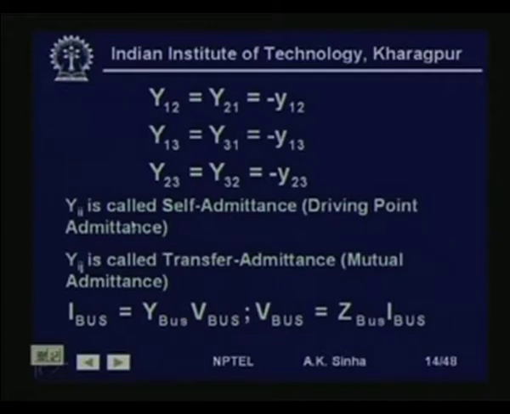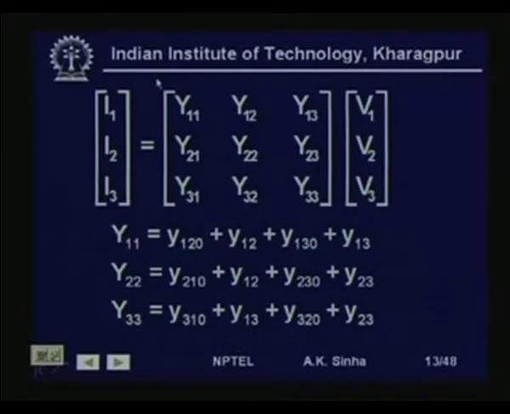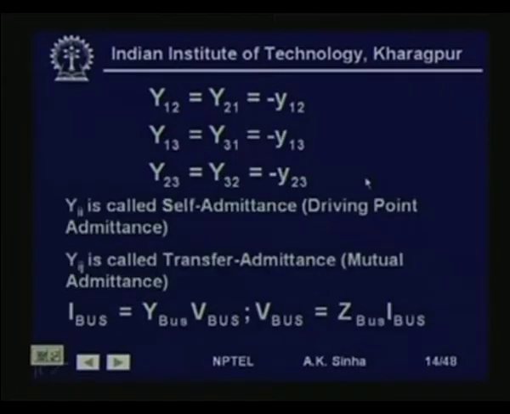Yii is called the self admittance or driving point admittance, and Yij is called the transfer admittance or the mutual admittance. And we can write in short form this expression as I is equal to Y into V. So, these are bus current injections. We write this as I bus is equal to, this is the Y matrix which denotes the nodes, so this is the Y bus matrix, and these are the voltages at various bus bars, so this is V bus. So, we write I bus is equal to Y bus into V bus.